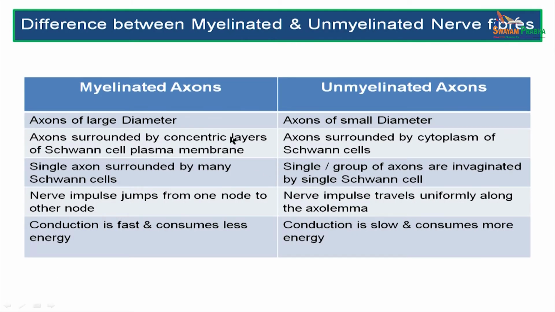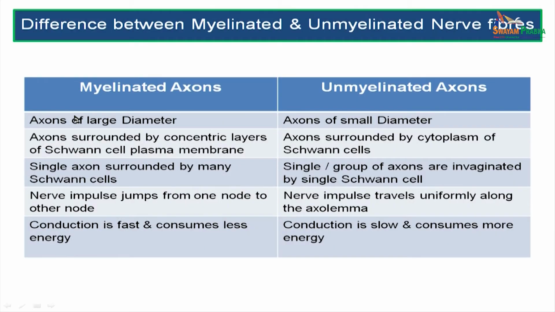Let us summarize differences between myelinated axons and unmyelinated or non-myelinated axons. Myelinated axons usually have a larger diameter, whereas unmyelinated axons are usually of a smaller diameter. The myelinated axons are surrounded by concentric layers of Schwann cell, cytoplasm and plasma membrane, whereas the unmyelinated axons are surrounded just by cytoplasm of Schwann cells. In myelinated, a single axon is surrounded by many Schwann cells. In unmyelinated, groups of axons are invaginated by a single Schwann cell.